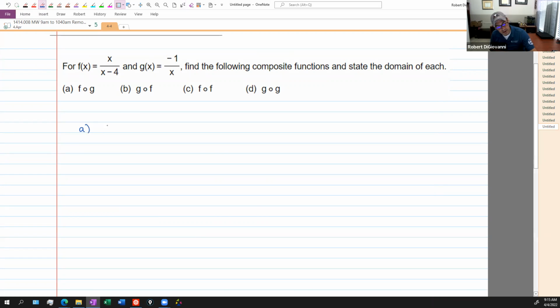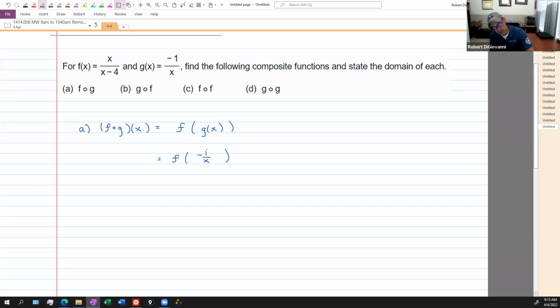So for part A, we're going to do f of g of x first, which means we take f and inside of it we plug in g. I'm going to stop using colors. Let's see how this goes. Okay, so inside of f goes g.